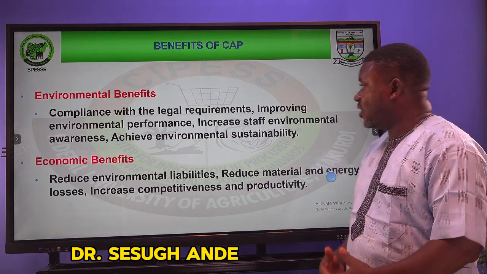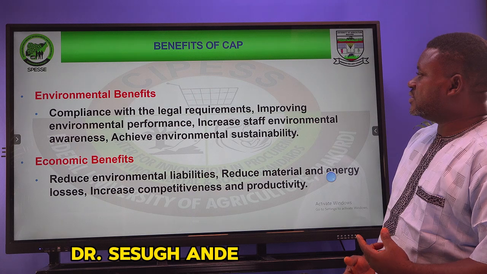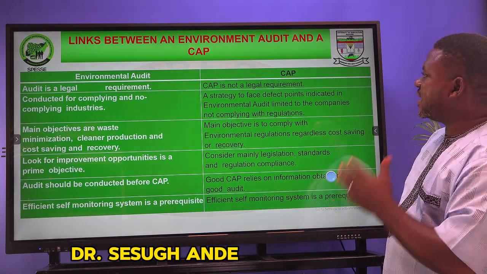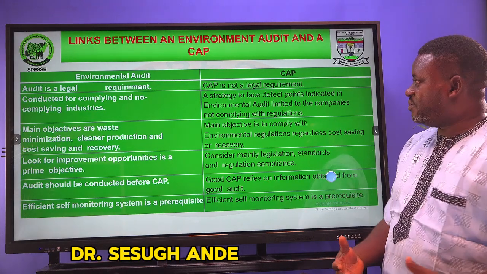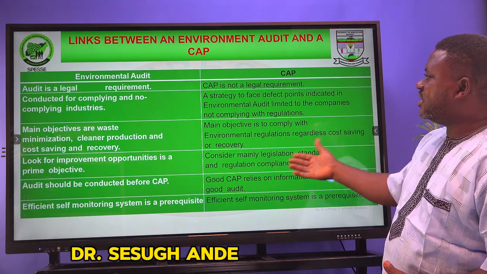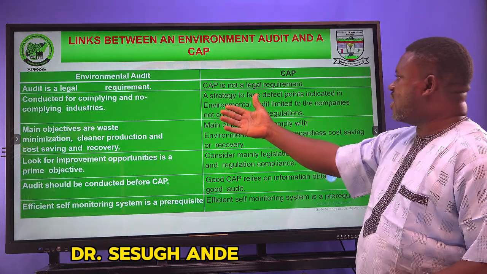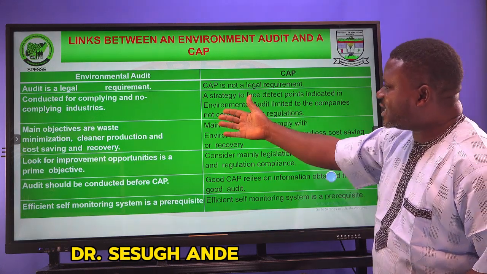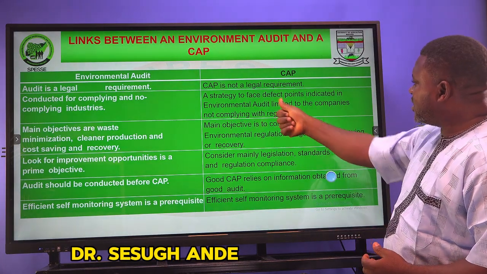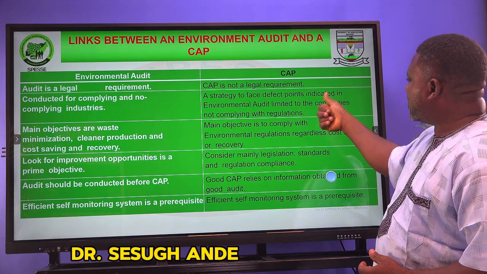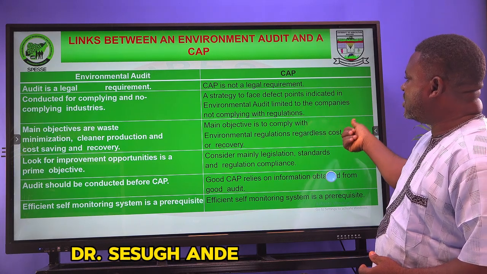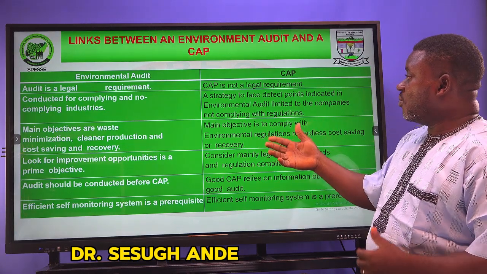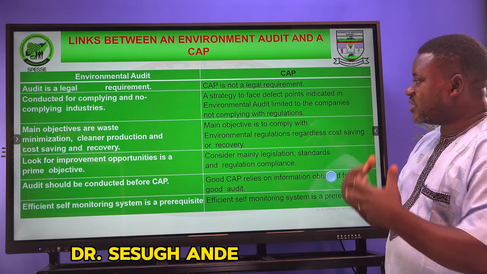Now, what are the benefits of CAP? One is environmental benefits. Two is economic benefits. This is the link between an environmental audit and a CAP. You have the environmental audit, you have the CAP. Environmental audit is a legal requirement, but CAP is not a legal requirement. Audit is conducted for complying and non-complying industries. But here, it is a strategy to face defect points indicated in environmental audit, limited to the companies not complying with regulations. And the main objectives of audit are waste minimization, cleaner production, and cost saving and recovery.